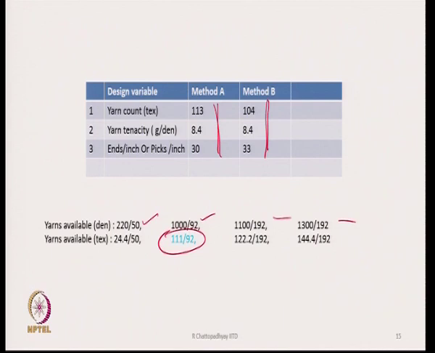tenacity of the yarns, because if we choose this yarn, it must meet the tenacity requirement, which is at least 8.4. If it is more than 8.4, it is still fine, but we cannot choose a yarn whose tenacity is less than 8.4. Okay. So, from there, this is what I think it is all about.